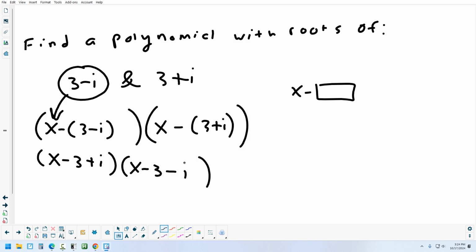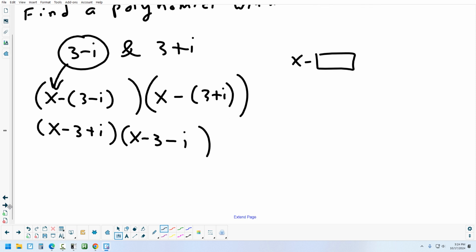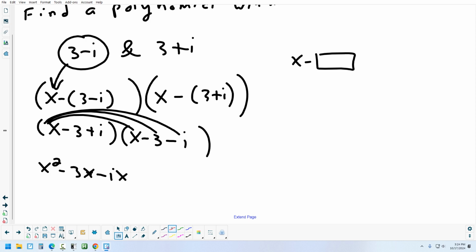Now we're going to multiply all this together. There are 3 terms times 3 terms, which means you're going to have 9 terms when you multiply it all together. A lot of those are going to cancel out because these are conjugates. Let's start with x times x, which gives x squared. x times negative 3 is negative 3x, and x times negative i is negative ix.